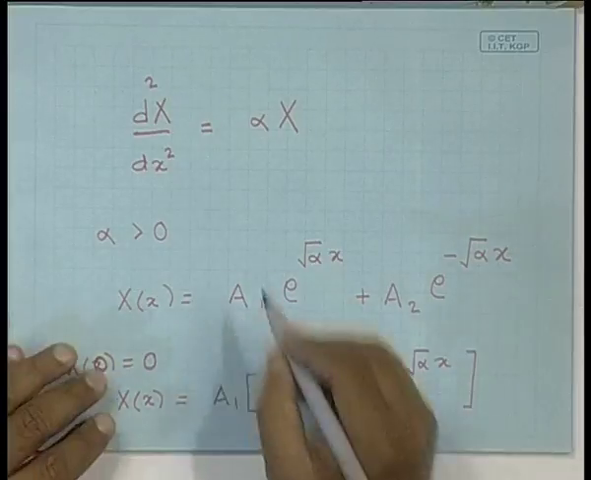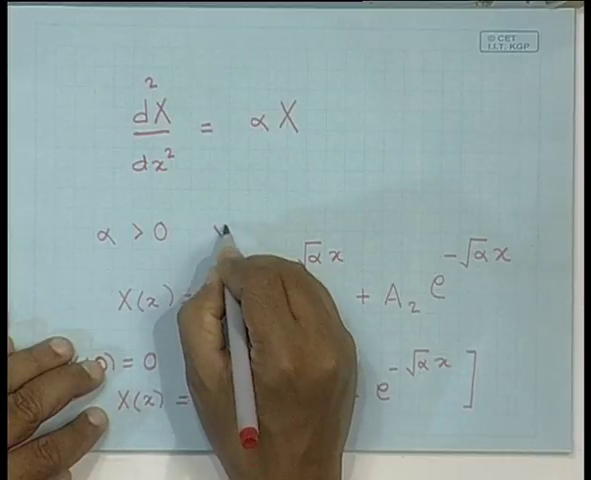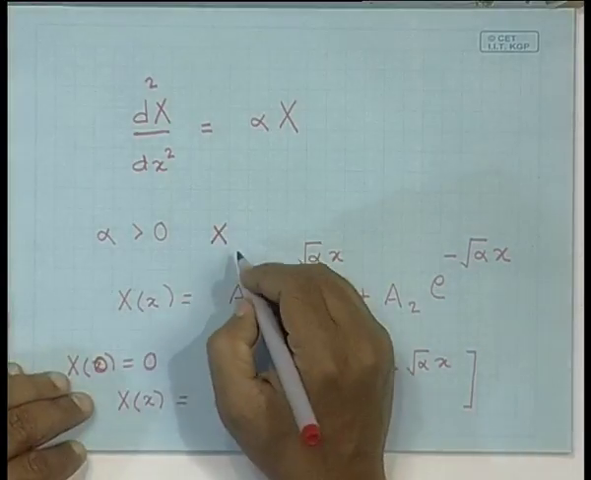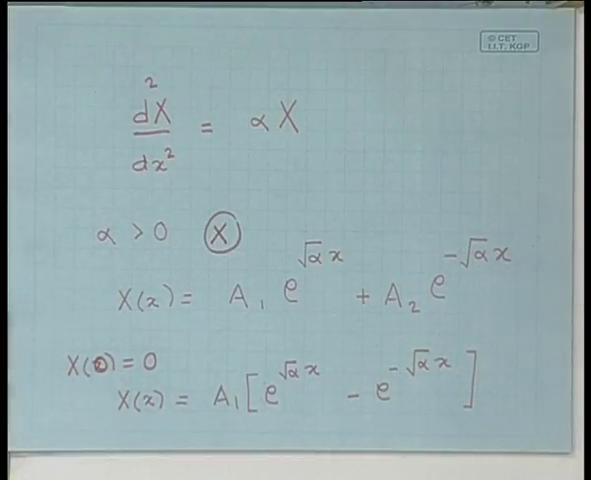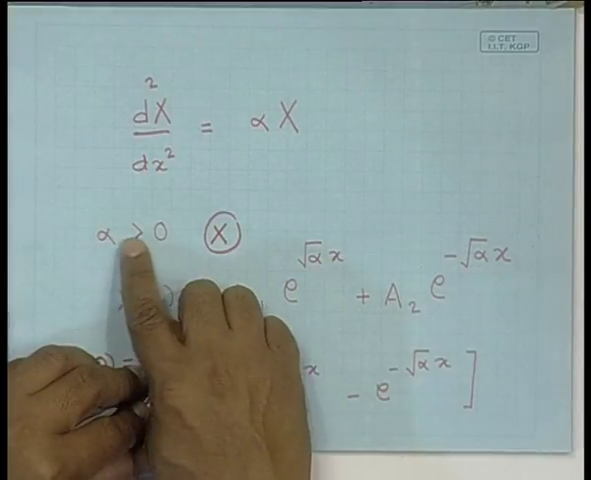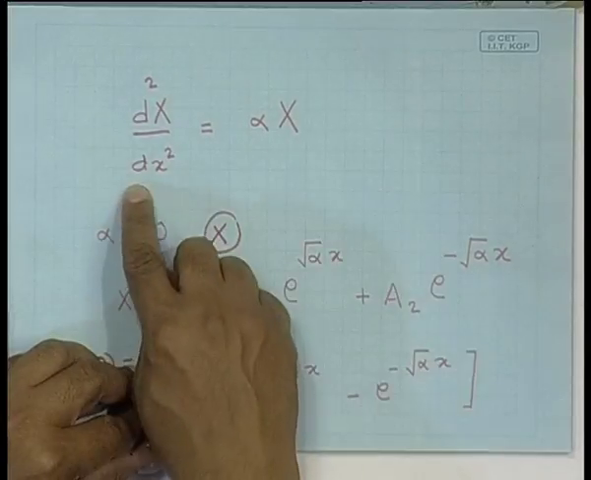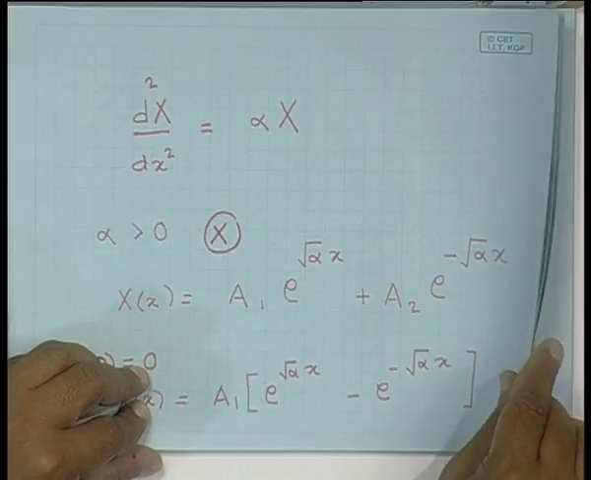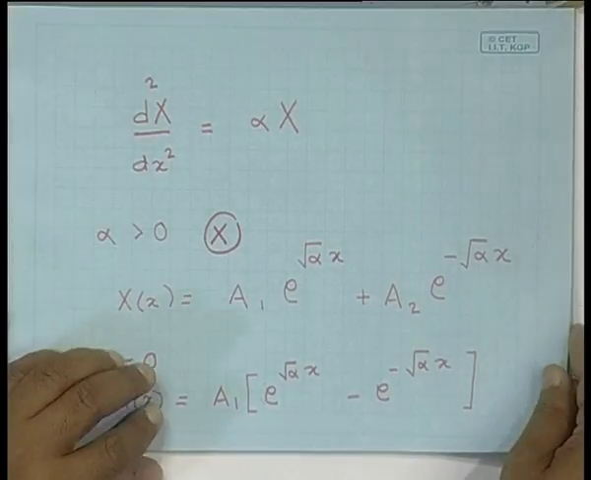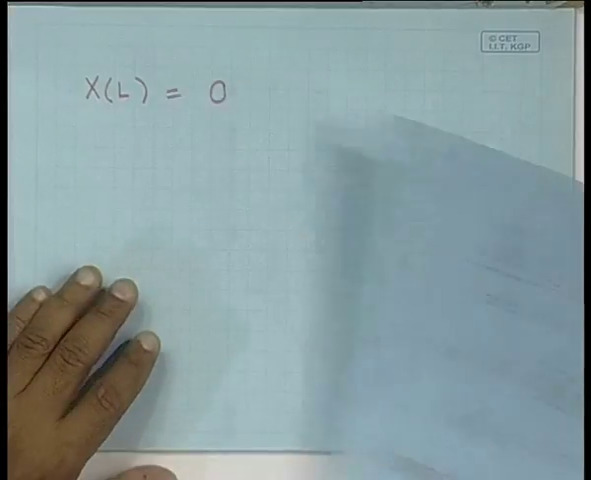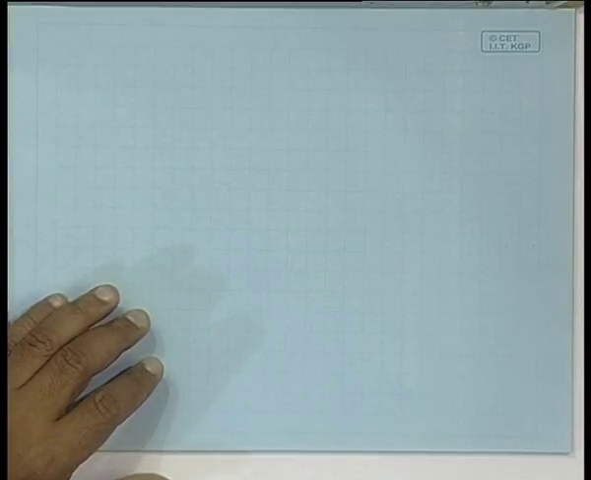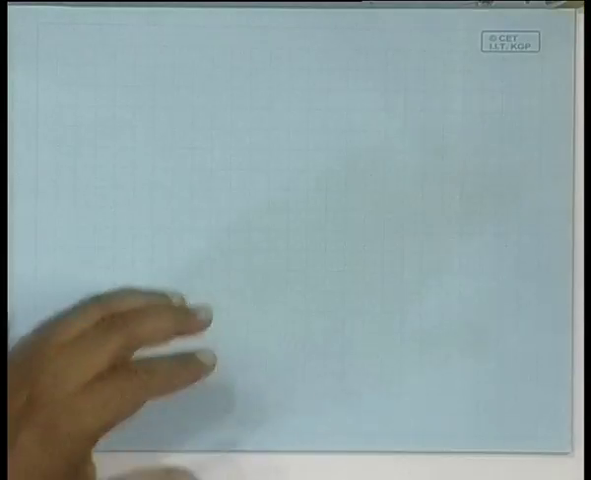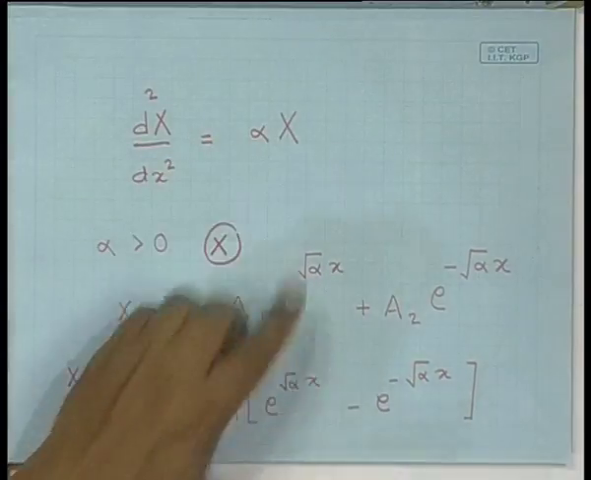So, the situation where alpha is greater than 0 is ruled out. This is ruled out, and we have to look at the situation where alpha is less than 0. We are looking at solutions of this equation where alpha is less than 0. We are looking for solutions to this ordinary differential equation where alpha is less than 0.